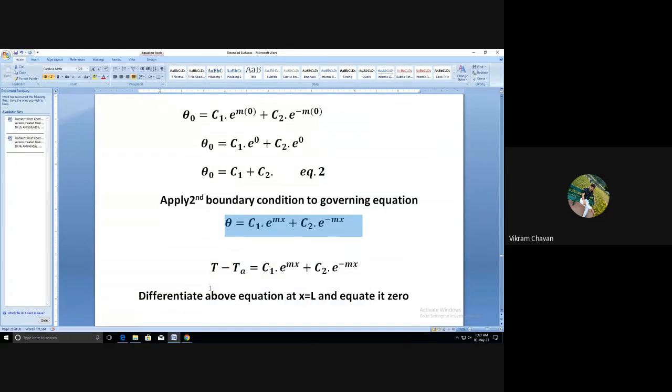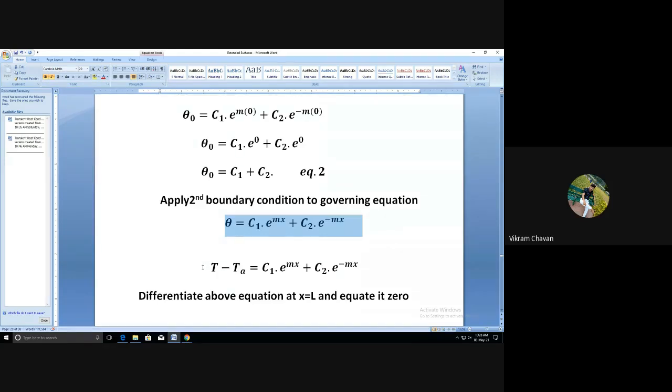We have to equate that differentiation to 0, as our boundary condition is dT divided by dx at x is equal to L is equal to 0. So we have to differentiate the above equation, consider x is equal to L, and then equate that equation to 0.